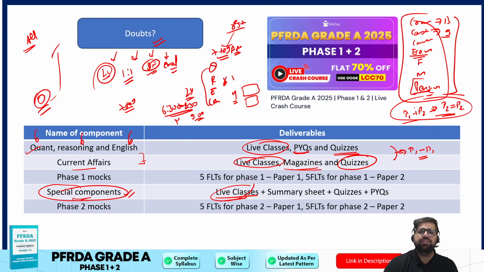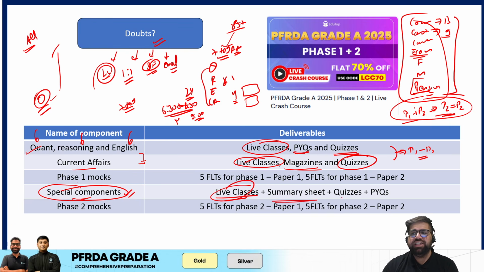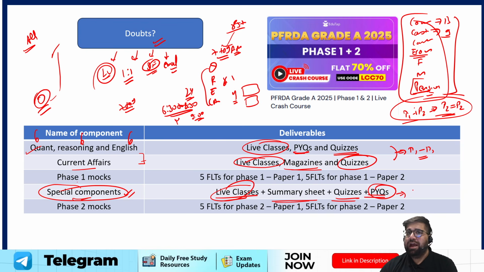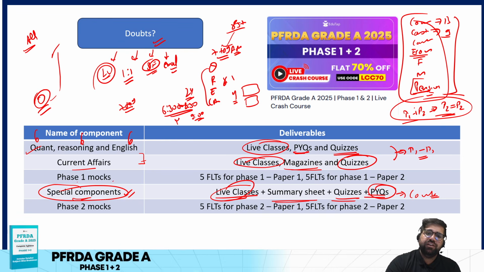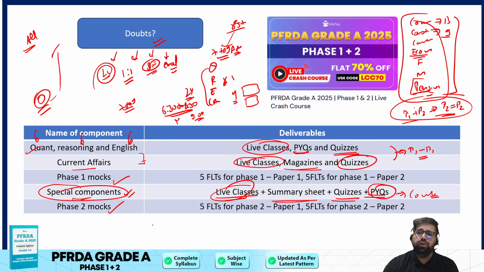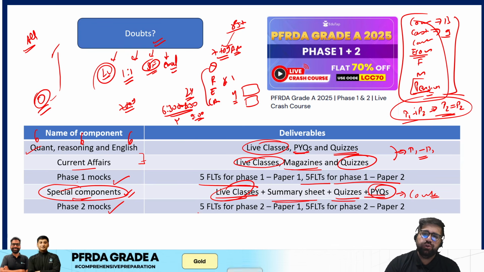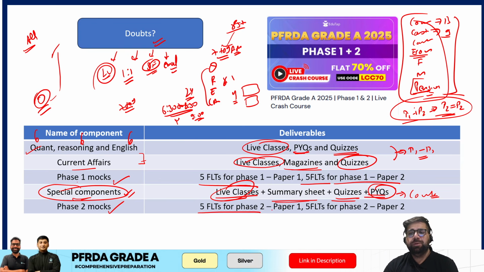Along with the live classes, you are getting downloadable summary sheets plus multiple quizzes to practice and plus previous year questions also. So this again makes sure, what I am again repeating, that this is a comprehensive course. Okay, and with phase 1 and phase 2 mocks added, you will have 5 full length mock tests for phase 1 paper 1, 5 full length mock tests for phase 1 paper 2 as well. For phase 2, you will get 5 full length mock tests for phase 2 paper 1 and 5 full length mock tests for phase 2 paper 2.